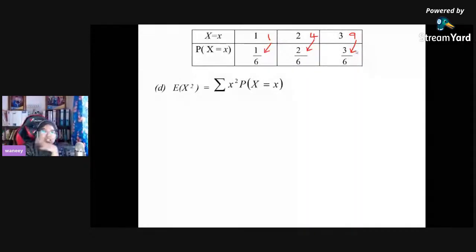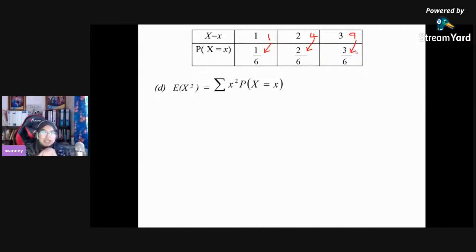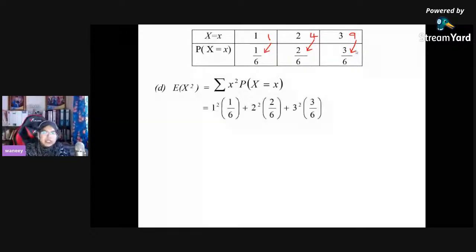So you're going to multiply them. So 1 times 1 over 6 plus 4 times 2 over 6 plus 9 times 3 over 6. Add everything together. So that one is simply equal to 6.